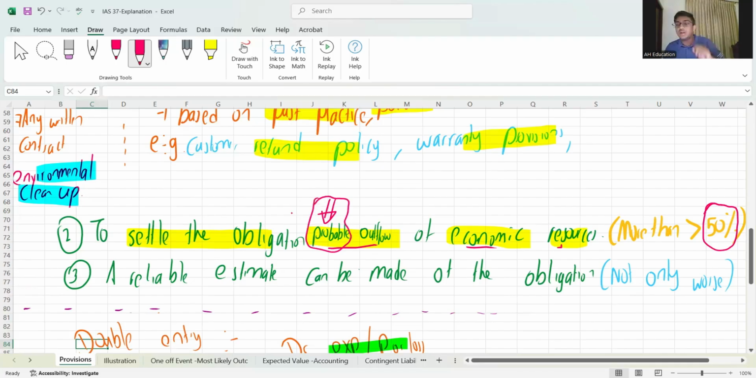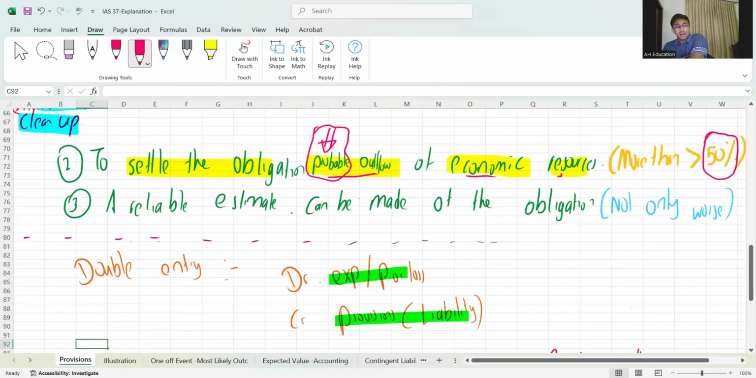Right? It should not just be a simple outflow, it has to be a probable outflow. What do I again mean by probable? That transaction will happen and that chance of happening is more than 50%. Right? The occurrence level is beyond 50%. That is what I mean by probable.